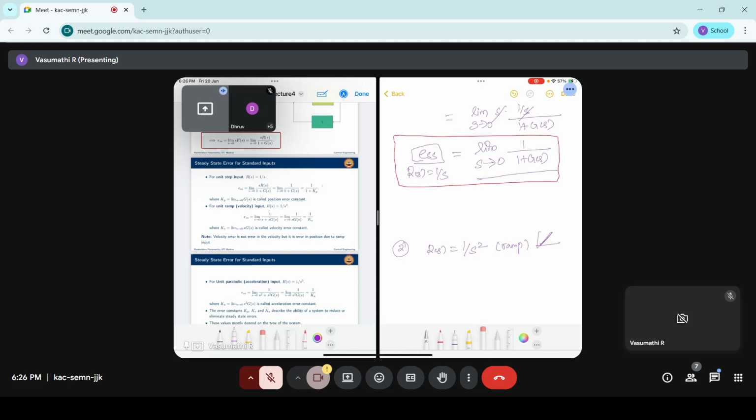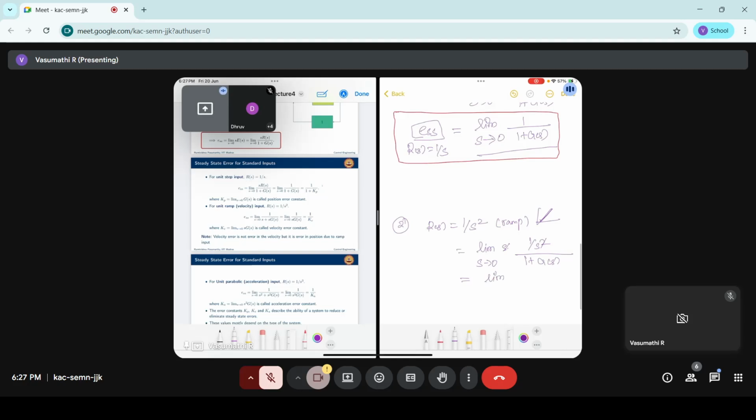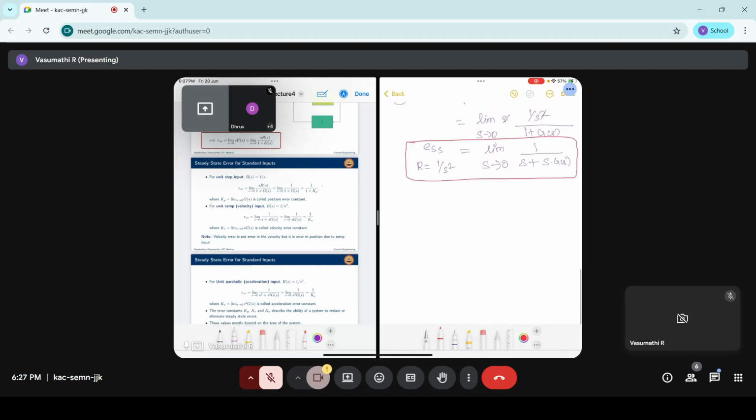Yes. Right. Okay. Now we are considering ramp input. Similarly, what have we done before? We are going to do limit S tends to 0, S into 1 by S square. Then this S will get cancelled. The remaining we will have limit S tends to 0, 1 by S plus S into G of S. Remember, this is E of SS when R is equal to 1 by S square. Right. We'll highlight this and read it together.